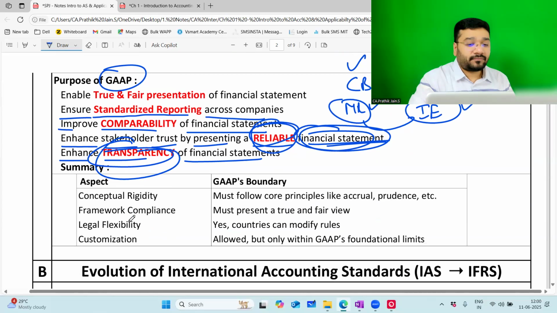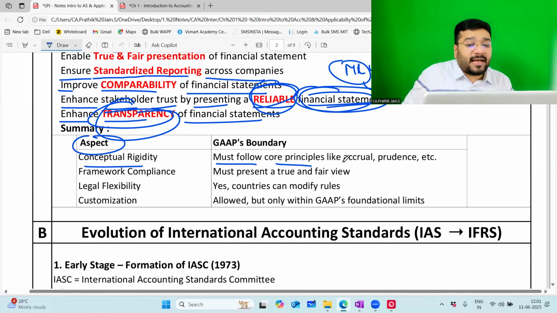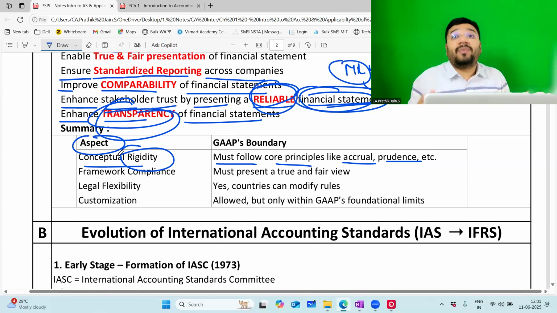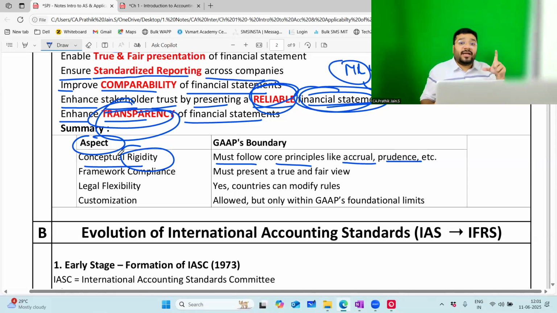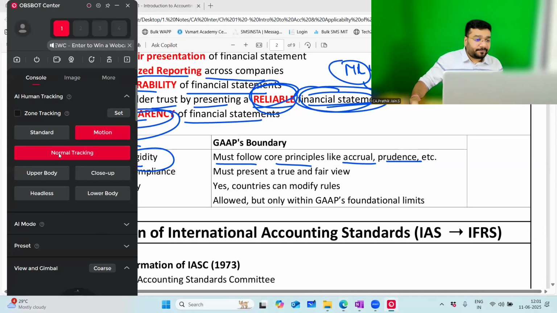Any problem? So what are the aspects of the GAAP? GAAP talks about conceptual rigidity, means what? Must follow core principles like accrual and prudence. They've given a broad framework of accounting principles and standards within which you have to follow, and that is rigid. You cannot deviate from the GAAP. You cannot have accounting principles which contradict the GAAP. So GAAP is very rigid. Rigid in its own way, flexible in its own way. Okay, not okay?